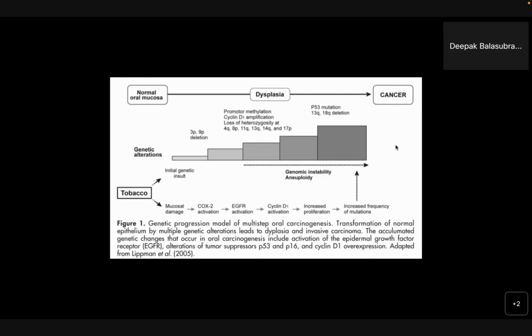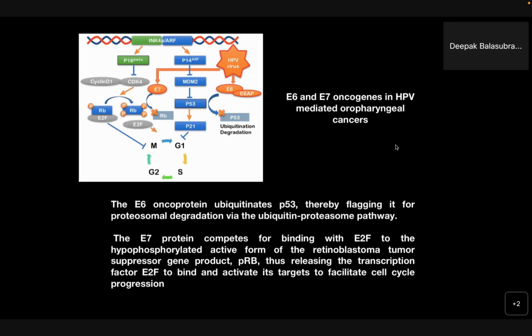Now, the other pathway is when there is mucosal damage and there is inflammation. So there is COX2 activation after mucosal damage. There is EGFR activation. There is cyclin D1 activation, increased proliferation. And once this happens, once there is more proliferation, there's always a higher chance and higher frequency of mutation. So this is the genetic level of how tobacco affects mucosa and the genes.